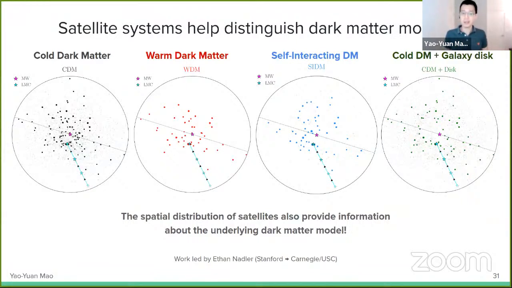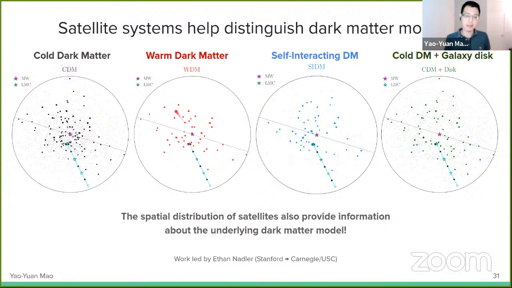In addition to numbers, the spatial distribution of satellites can also help you to distinguish different dark matter models. So here I'm showing again 3 different dark matter models: cold dark matter, warm dark matter, self-interacting dark matter, and also a case with cold dark matter where you add the galaxy disk into your simulation. And you can see the satellites, which are the colored points. They all have slightly different spatial distributions. They have different numbers, as we discussed earlier. For example, warm dark matter has a lot fewer satellite galaxies. They also have different spatial distributions. So understanding the spatial distribution of satellites also provides information to distinguish different dark matter models.